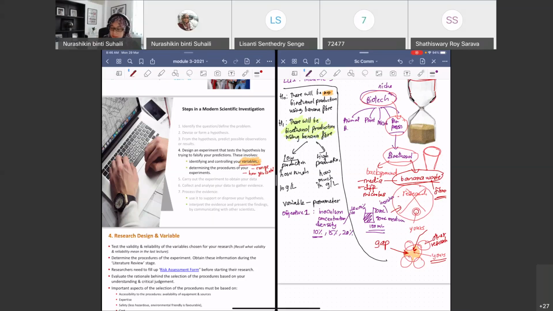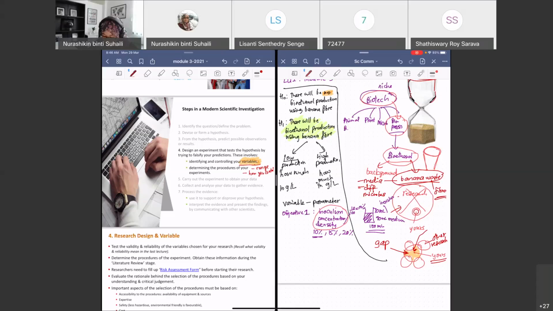So if you want to study the effect of varying the inoculum density, let's say you put 10 milliliters, in this case 10%, and then you increase it to 15% or 20%. Will there be any benefit in terms of bioethanol production? That is an example of how you control the variable. The variable in this case is the inoculum concentration or inoculum density. You understand?